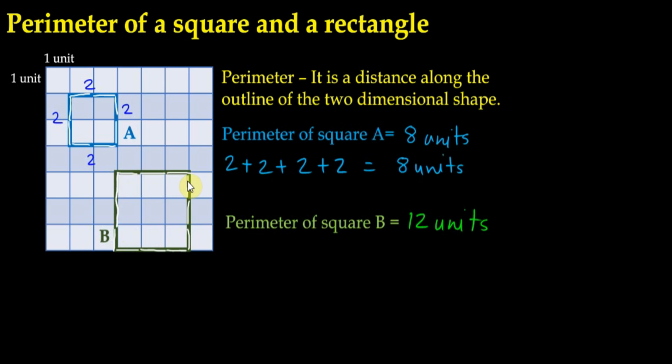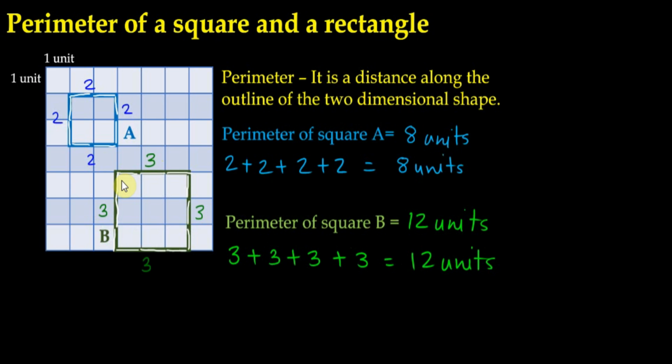But again, all the sides of square B are of same length, that is 3 units. So this side is 3 units, this side is 3 units, this side is 3 units, and this side is also 3 units. So if we add the lengths of all the sides of square B, that is 3 plus 3 plus 3 plus 3, we will get 12 units. So either way, we are getting the same answer for the perimeter of square B, that is 12 units.